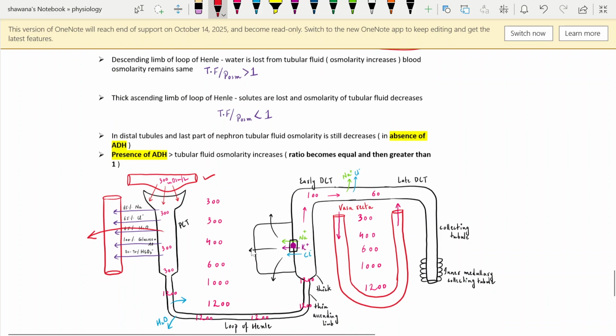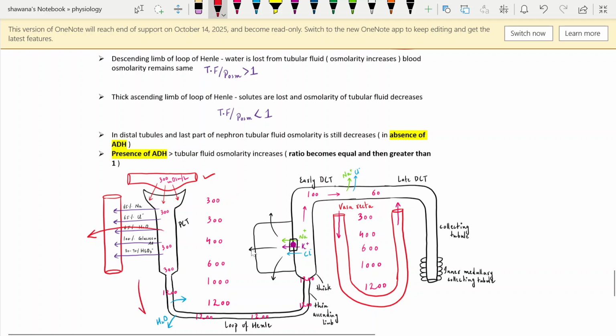Let's talk about the descending part of the loop of Henle, the descending limb. As we know, this part is permeable to water. When water is lost from the tubular fluid, the osmolarity starts to increase, but the osmolarity of the blood is still the same. So the ratio will be greater than 1, because tubular fluid osmolarity is increased.